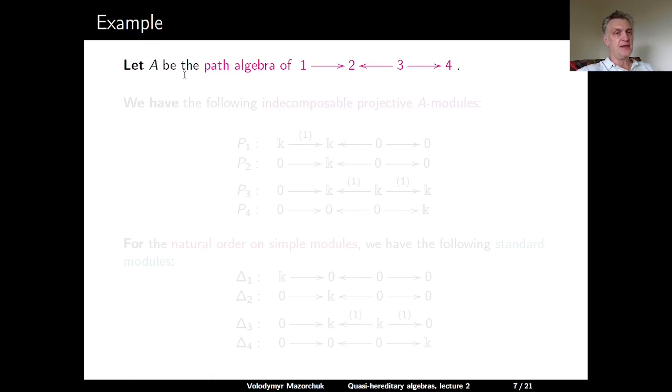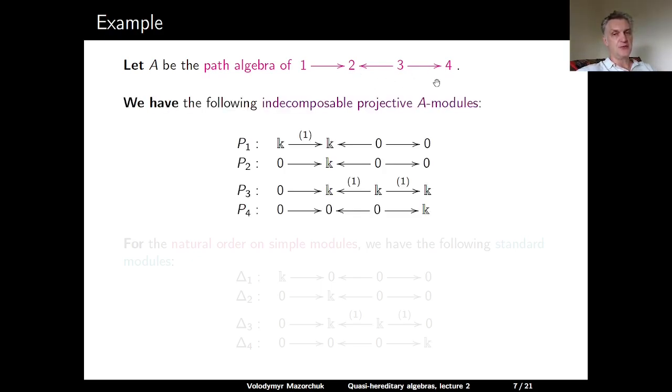Here is an example. Let A be the path algebra of the following quiver. We have 4 vertices 1, 2, 3, and 4, and we have 3 arrows from 1 to 2, from 3 to 2, and from 3 to 4. Here are the indecomposable projective A modules. The indecomposable projective P1 starts from 1 and goes to 2, so it's one-dimensional at the vertices 1 and 2, with the identity map between them, the rest is 0. There are no arrows starting at 2, so P2 is isomorphic to L2, to the simple module concentrated at the vertex 2. P3: from 3 we can go to 2 and to 4.